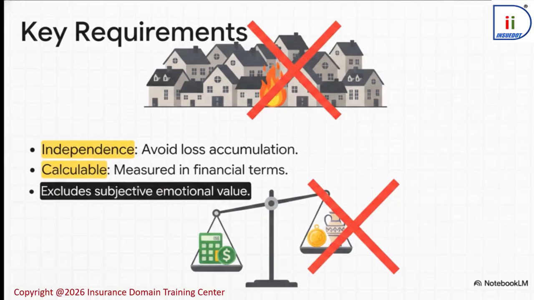Now, risks must also be perfectly independent. You definitely don't want a single fire wiping out an entire tightly packed compound, triggering a massive chain reaction of payouts, right? Furthermore, expected losses have got to be calculable strictly in monetary terms, because while a valuable family possession obviously holds immense emotional value, underwriters can only operate on tradable financial realities. Subjective sentimental value simply cannot be insured.